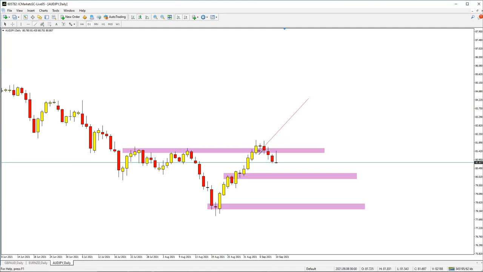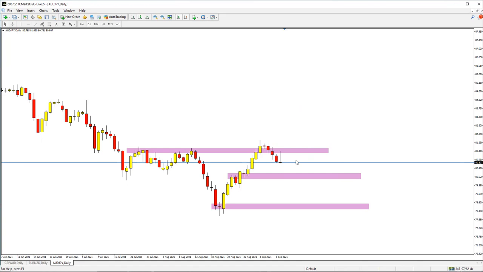Is this a false break in the higher time frame? Do you think? I haven't gone to the weekly and monthly. To me, it looks like this is a false break in the higher time frames. Chat, what do you think? Okay, let's go to the weekly and monthly.